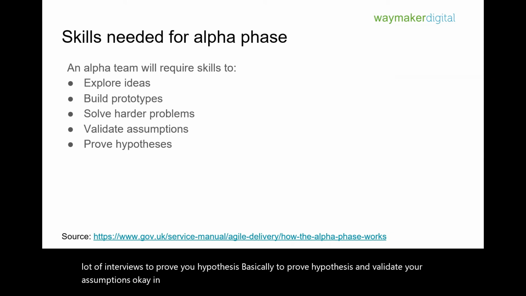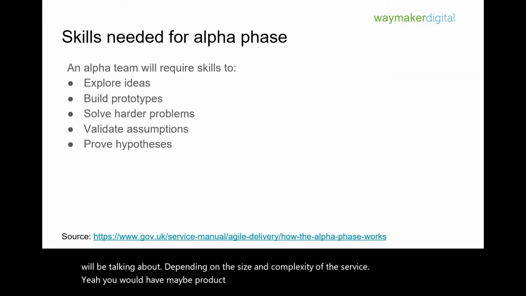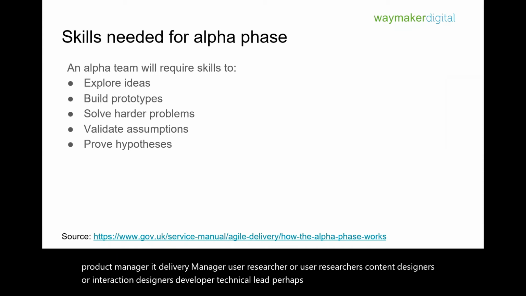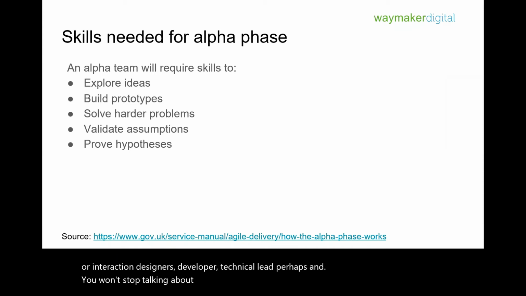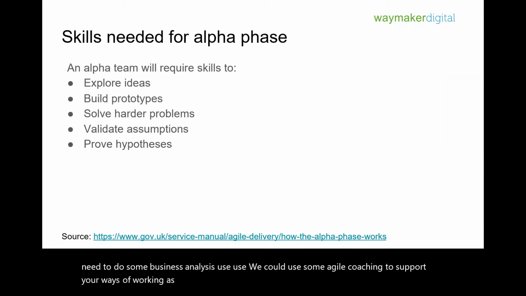In terms of the skills and the capacities for alpha, depending on the size and the complexity of the service, you will have a product manager, a delivery manager, user researcher or user researchers, content designers, interaction designers, a developer or a technical lead perhaps, and you will start talking about accessibility, okay? Potentially also during alpha, you may need to do some business analysis, and you could use some agile coaching to support your ways of working as well. So that's pretty much the kind of skills that are needed for an alpha phase.